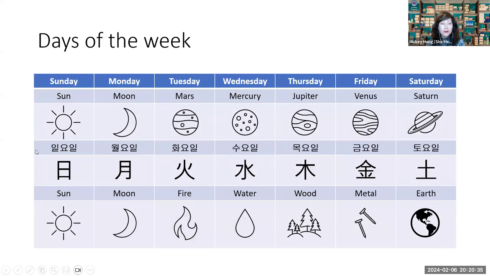Days of the week: 일요일, 월요일, 화요일, 수요일, 목요일, 금요일, 토요일. The days of the week are almost universal, named after planetary elements in which they are symbolized by the planets. And one more thing I want to tell you is that in Latin American and Asian culture, the first day of the week is Monday, not Sunday.